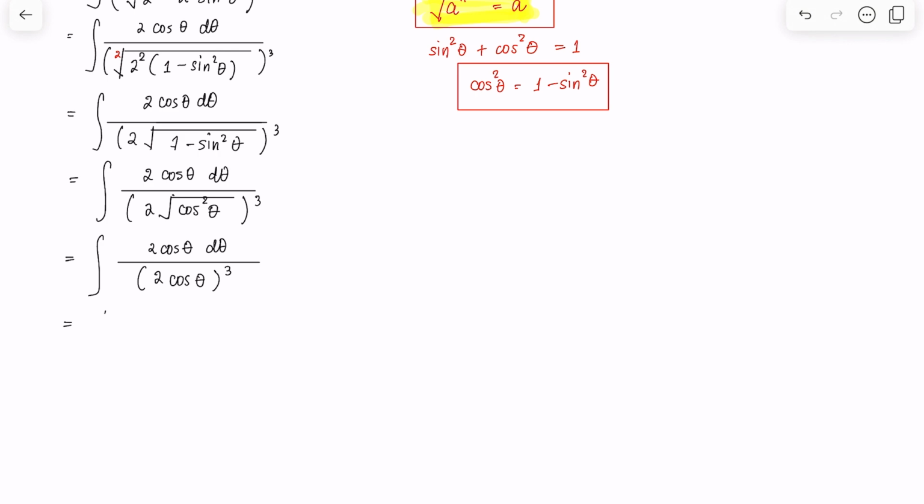Now, further simplification, we got 2 cosine theta d theta, and then this is 2 to the cube cosine cube theta. Right? I'm hoping you still follow. Now in this case, we can simplify this one. So 2 will cancel out, so this will become 2 to the 2. 1 cosine from the numerator will cancel out, so that will be just cosine squared.